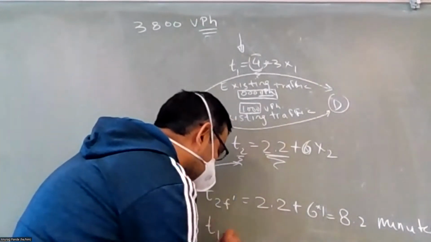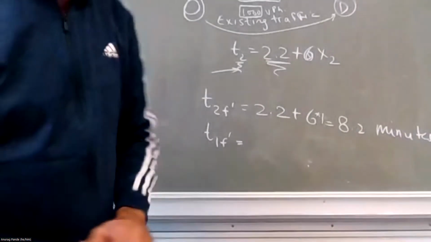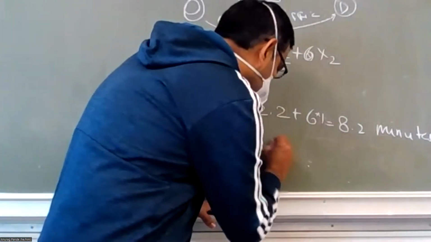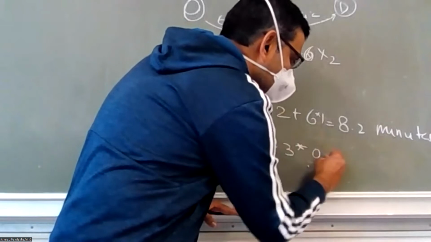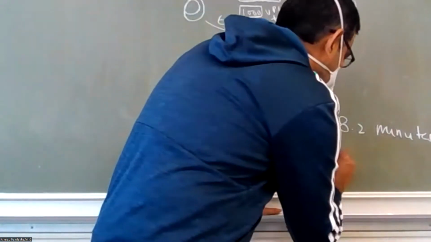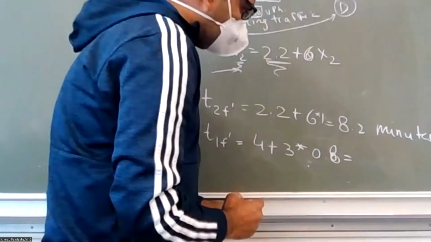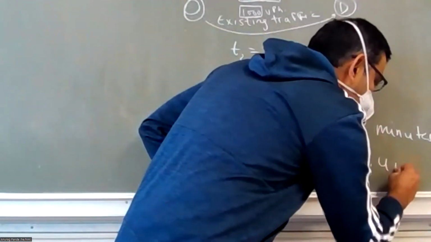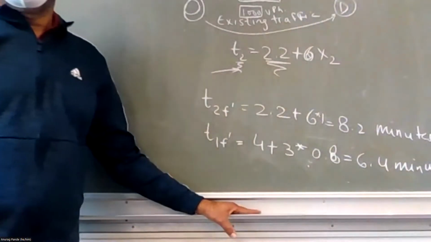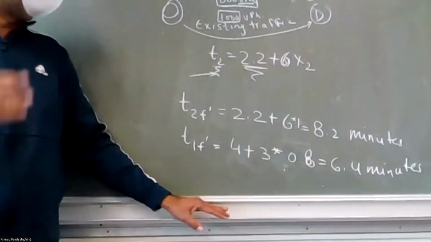Similarly, I can determine T1F prime, the effective free flow travel time on Route 1, and that would be 4 plus 3 times 0.8, because it's 800 vehicles per hour. That would be 4 plus 6.4. Make sense for everybody?